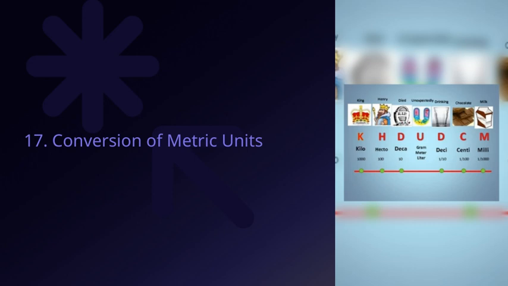The key point here is that these conversions are simplified because of the decimal system. For example, moving from kilometers to meters is multiplying by 1,000, while going from grams to kilograms is dividing by 1,000. Recognizing these relationships helps us make quick, accurate conversions without confusion.